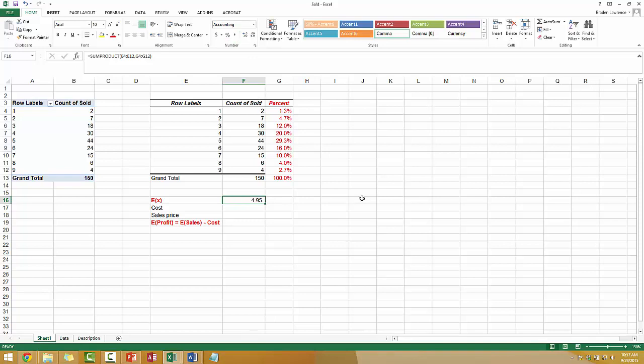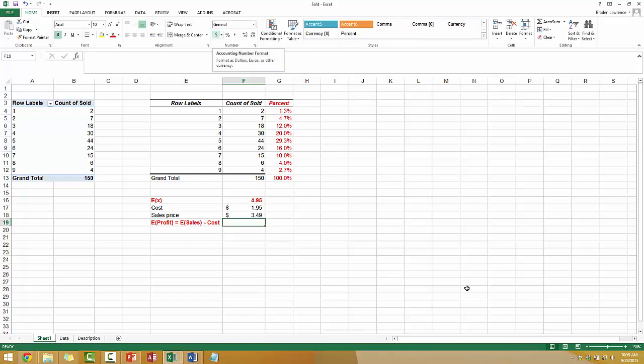We're also given a cost of $1.95, and we're told that Starbucks sells this for $3.49. So to calculate the expected profit, we need to calculate the expected sales minus the cost. We do this by taking our expected value and multiplying by the sales price and subtracting the 10 magazines times the cost. So you can see that their expected profit is minus $2.21 for the 10 magazines.